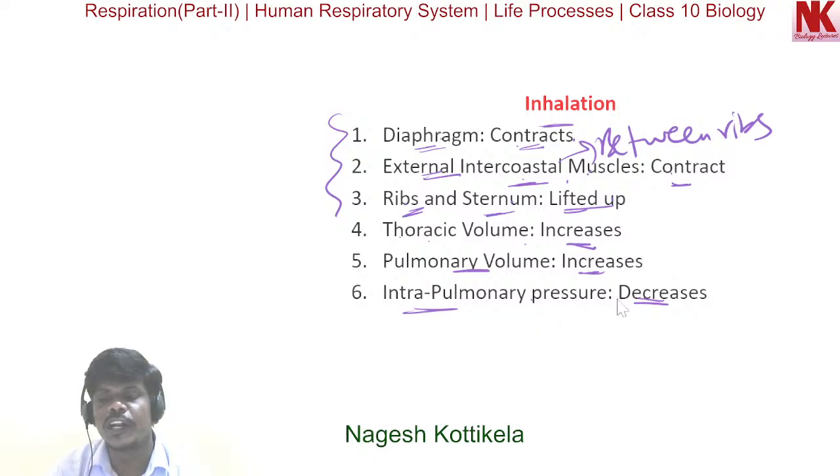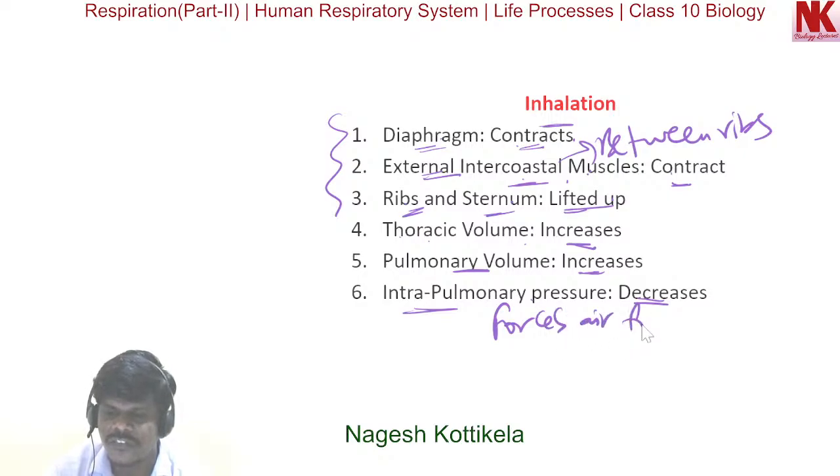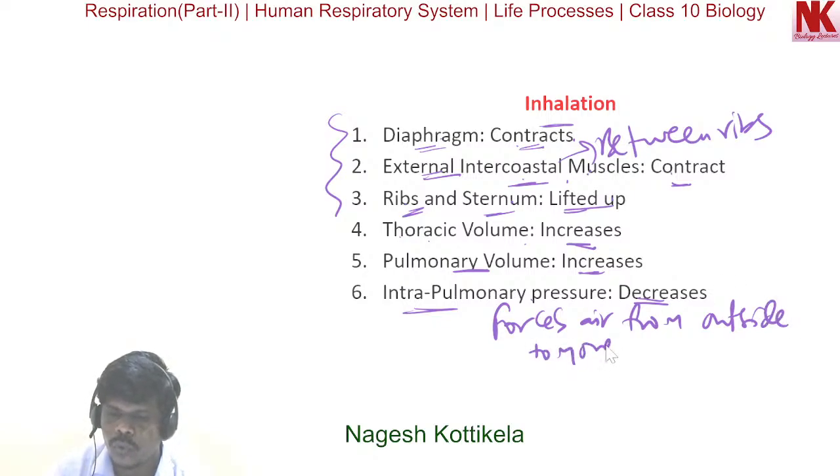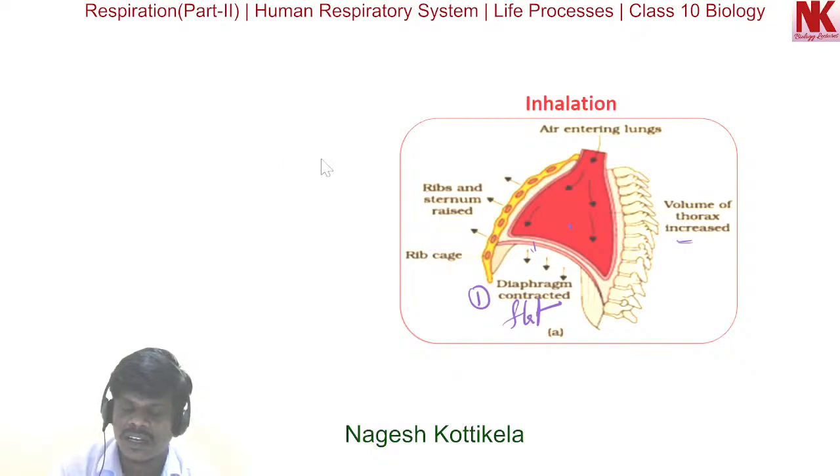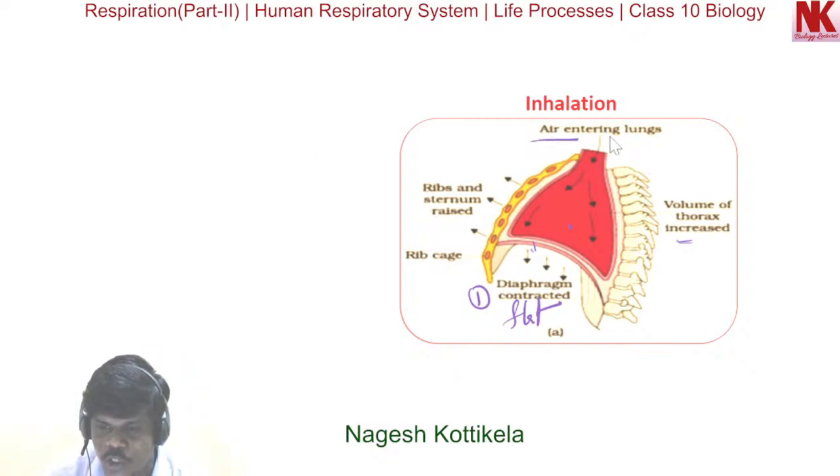When intrapulmonary pressure decreases, the air from outside is forced to move into the lungs. So because of all these changes that occur in the human respiratory system, the air is forced into the lungs. This is what we call inhalation. You can see here the direction, air is entering into the lungs.